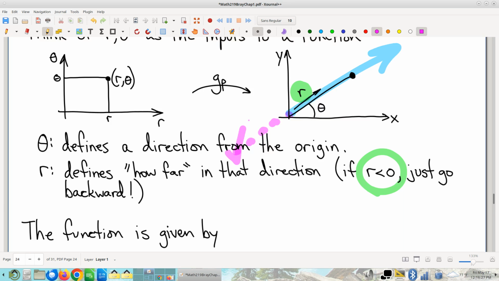So it's tempting to think of r as a distance. It's not. It's a coordinate. It is allowed to be negative. Distances are not allowed to be negative. So, like I say, a little fine point.